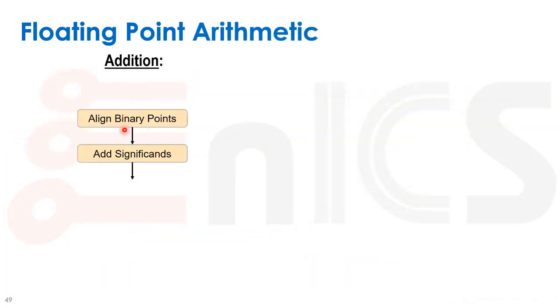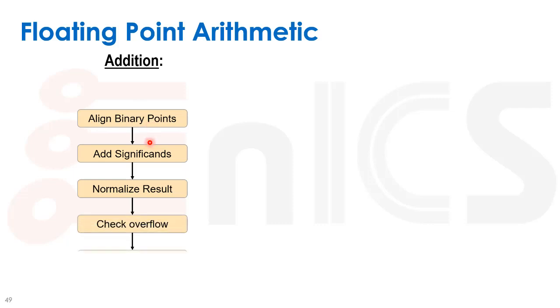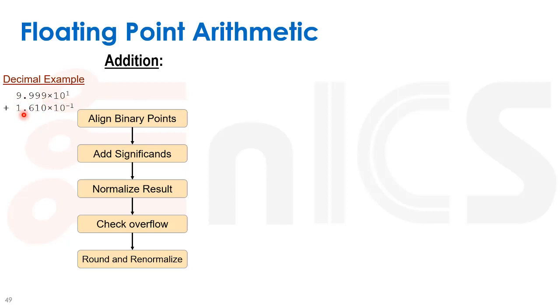So for addition, we're going to have this algorithm. We're going to first align the binary points, then add the significands, normalize the result, check for overflow, and then round and renormalize. So as an example in decimal, because it is usually more natural for us than looking at binary, we would have 9.999 times 10 to the power of 1 plus 1.610 times 10 to the power of minus 1.